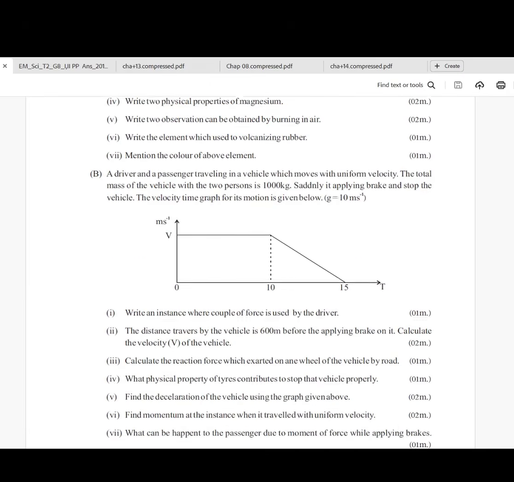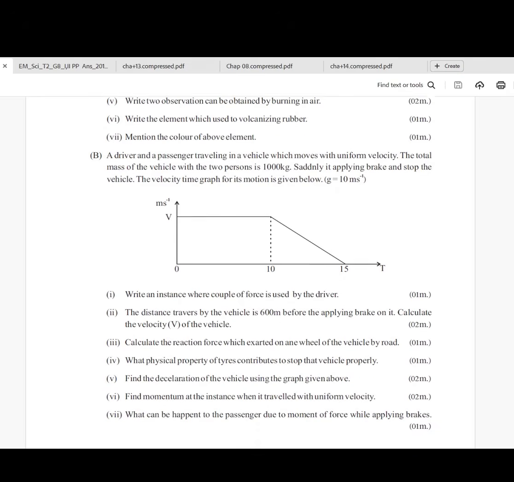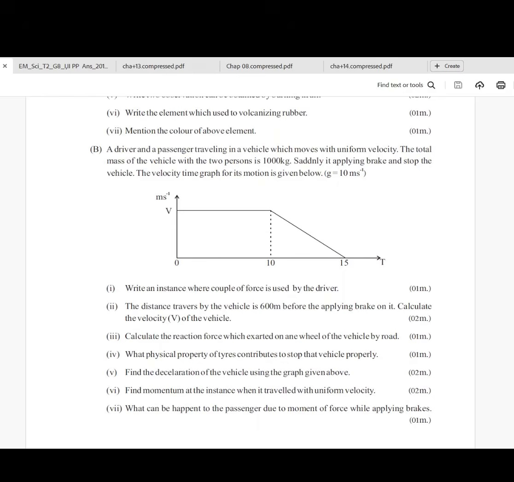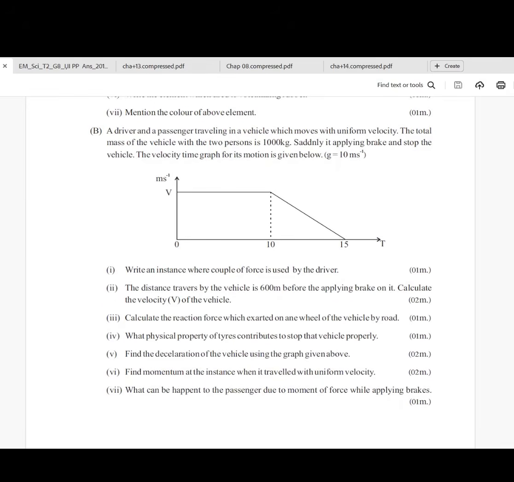A driver and a passenger are traveling in a vehicle which moves with uniform velocity. The total mass of the vehicle with the 2 persons is 1000 kilograms. Suddenly, it applies the brake and stops the vehicle. The velocity time graph for its motion is given below. Write an instance where a couple of forces is used by the driver on the steering wheel. The distance traversed by the vehicle is 600 meters before applying the brake. Calculate the velocity of the vehicle.